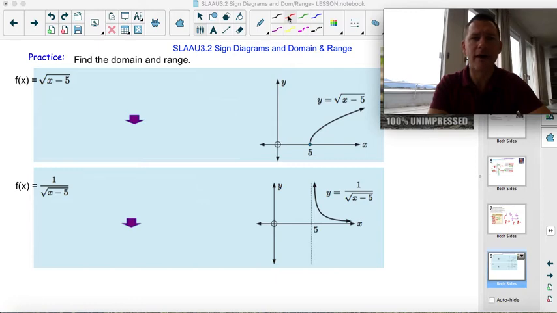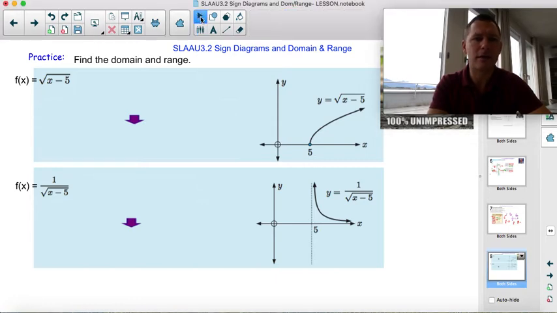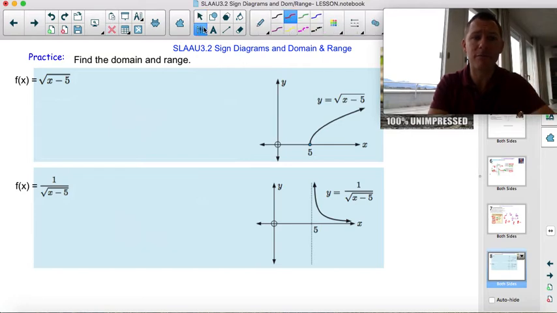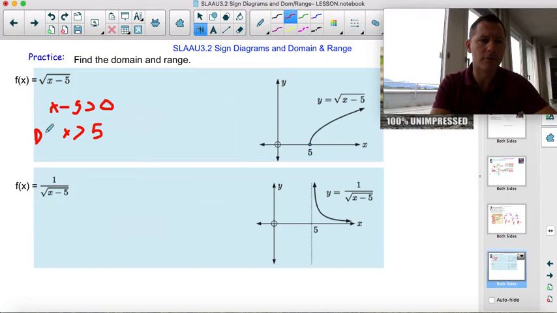Here's the square root of x minus 5. I know that whatever's inside this square root can't be negative, because we can't take the square root of a negative. So I know that whatever goes in, x minus 5, has to be bigger than or equal to 0. It can be equal to 0 because the square root of 0 is 0. That's fine. So if you solve, x has to be greater than or equal to 5. And if you graph that, this is the domain. Domain is the set of all real numbers such that this is happening.